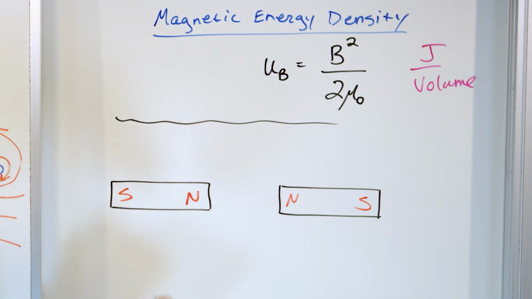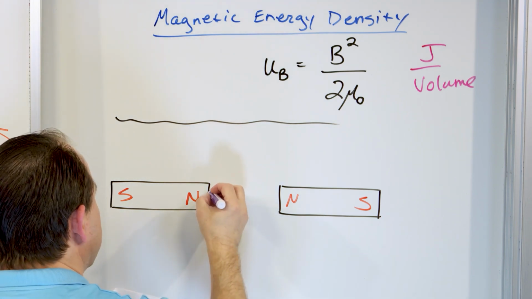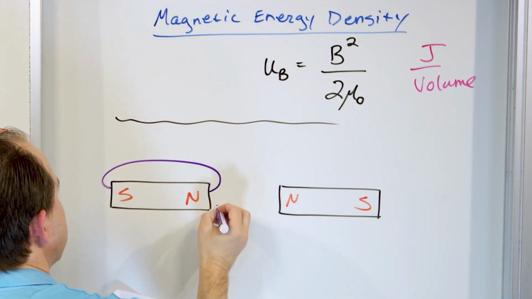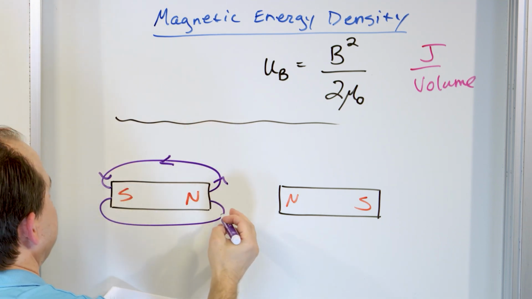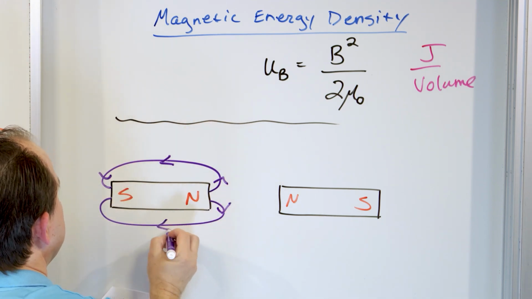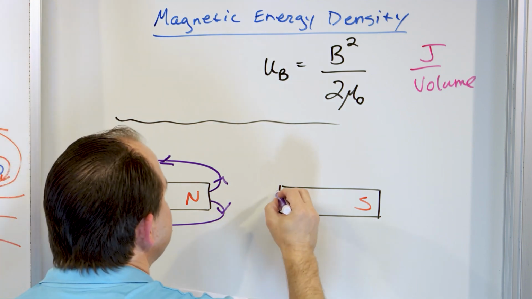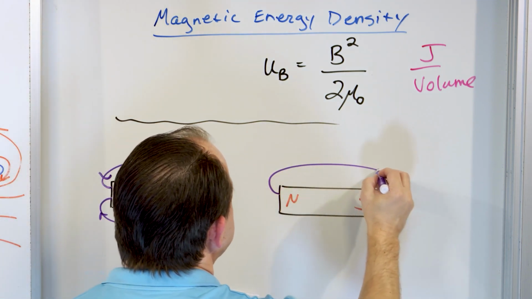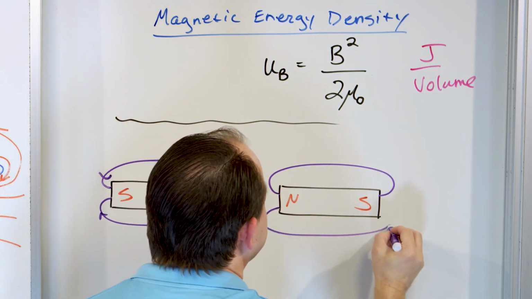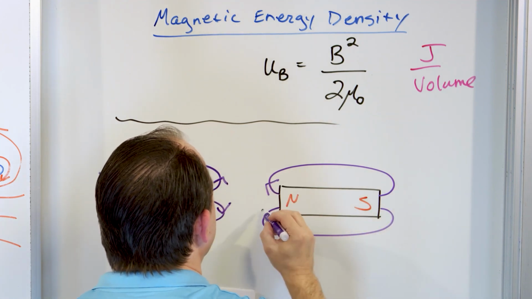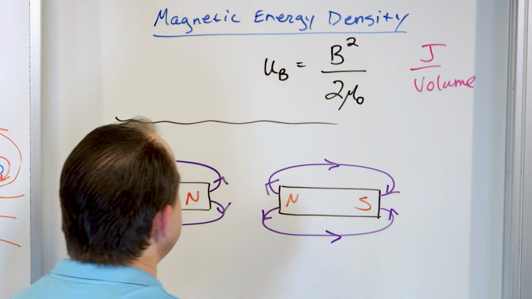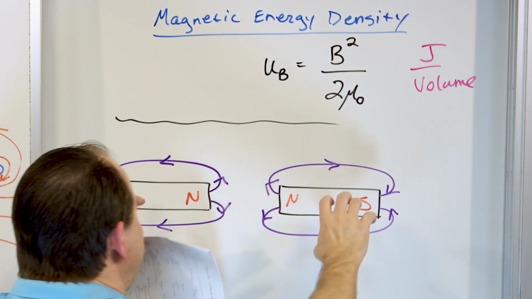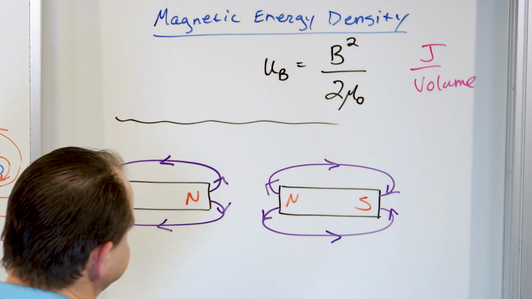Let's draw the magnetic field, not the whole field. We'll just draw a little portion of it. It comes out of the north and goes into the south. So this way, this way, this way. It goes out of the north, into the south, right? This one is going to go this way, and it's going to connect again to its south pole, out of the north, like this, and into the south. Right?